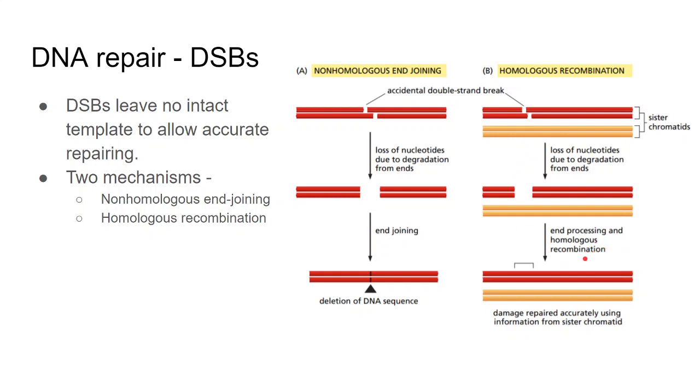And so what is homologous recombination again? We'll talk about this later. Right now, just know that based on the sister chromatid, this region can be repaired accurately. So homologous recombination is accurate in repairing double-stranded breaks, but NHEJ is not accurate because it has no sister chromatid to use. It has no template, so it just cuts and joins.